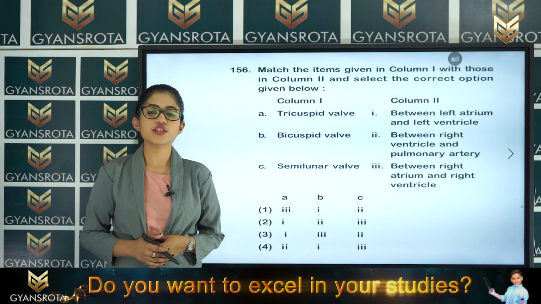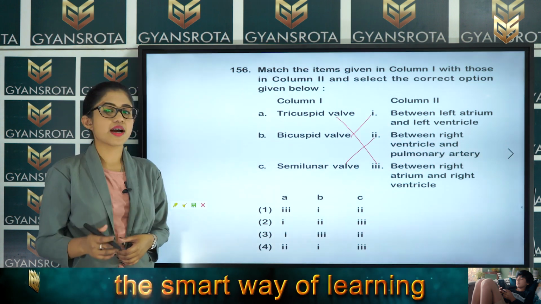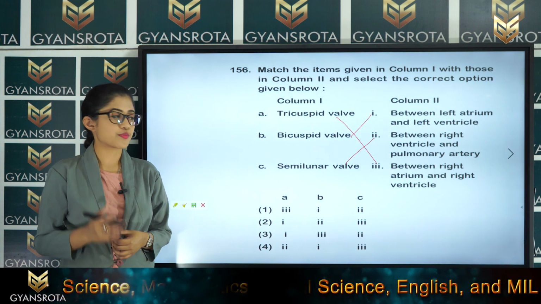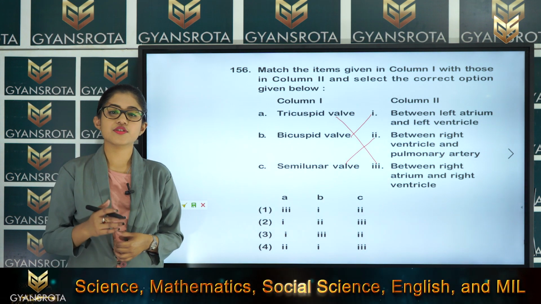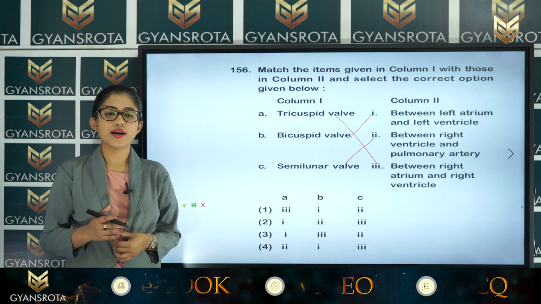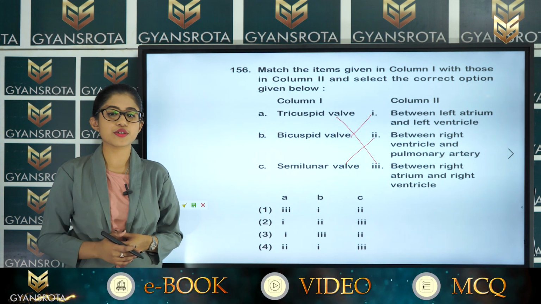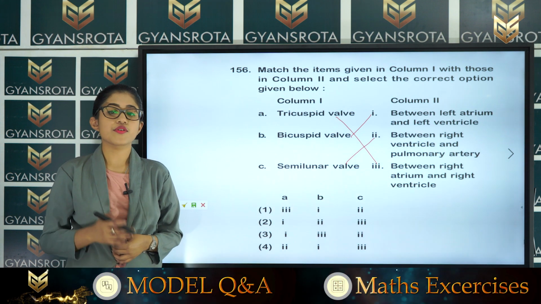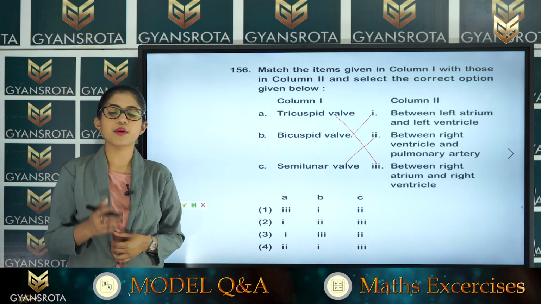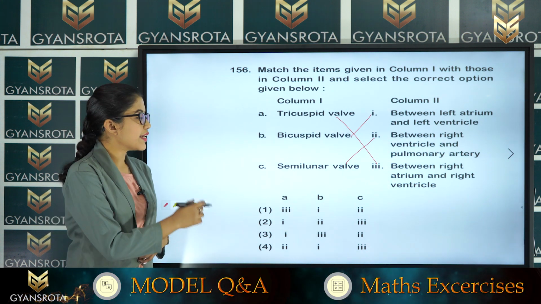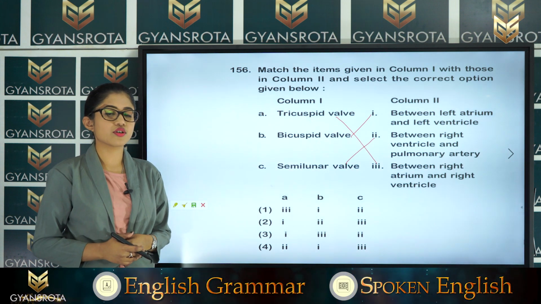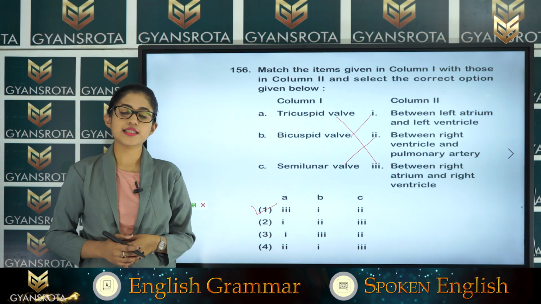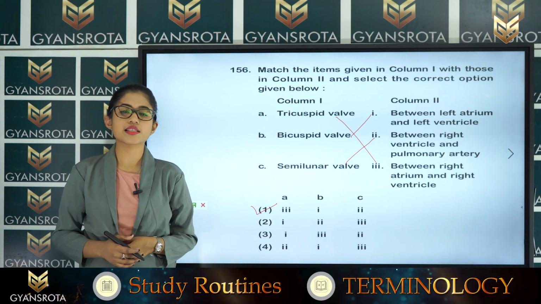So let's match column 1 with column 2. After matching, what we have got? Tricuspid valve, which is present between the right atrium and the right ventricle, whereas the bicuspid valve is present between the left atrium and left ventricle, and the semilunar valve is present between the right ventricle and the pulmonary artery. So from the given options, which is the correct order? That is option number 1. So option number 1 is the correct answer for this question. Now let's see the next question.